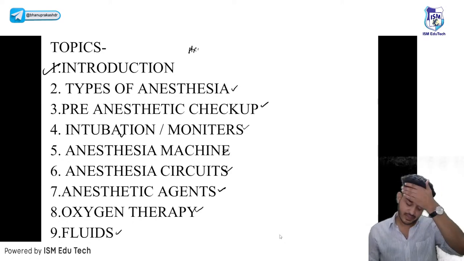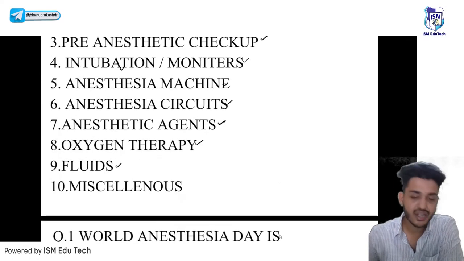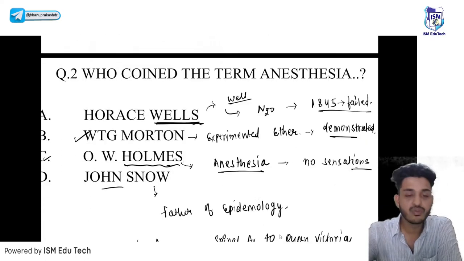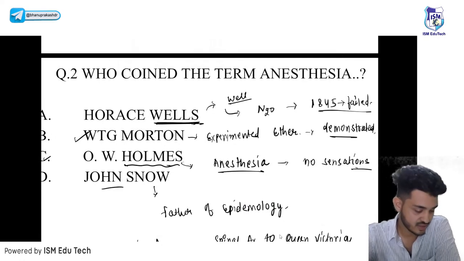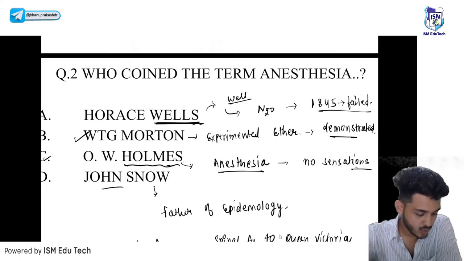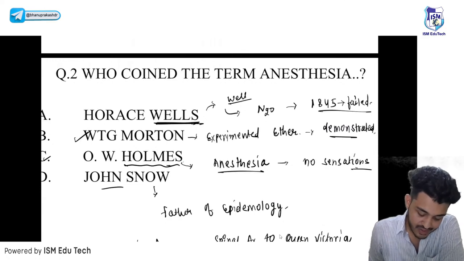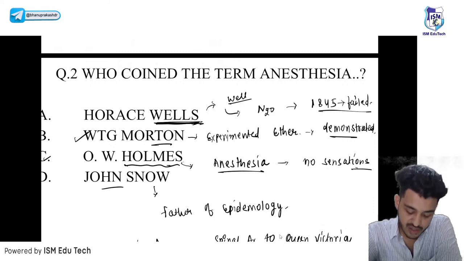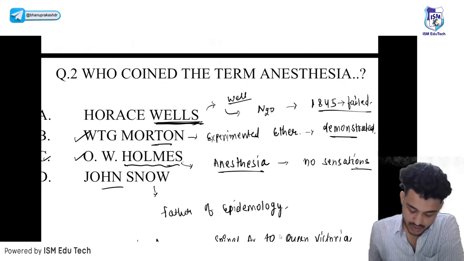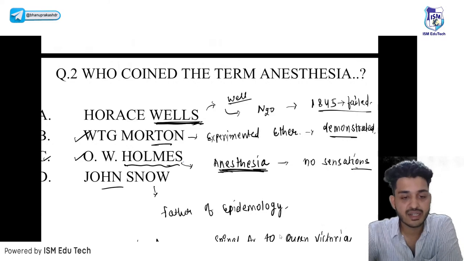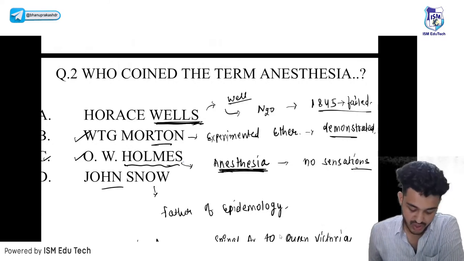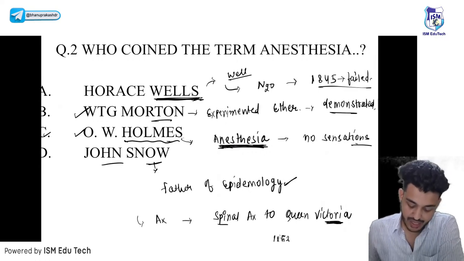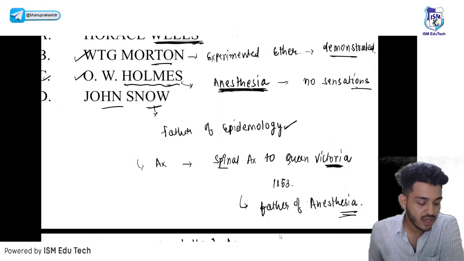First thing will be introduction. In introduction we have seen about the history. In the history we have learned the names of like 4 to 5 scientists. First one, Horace Wells. Okay, बोलो answer करो. Horace Wells. Second one is W.T.G. Morton. He was considered as the modern father of anesthesia. O.W. Holmes gave the term anesthesia. And John Snow is also considered as the father of epidemiology and father of anesthesia. Are we done till here?